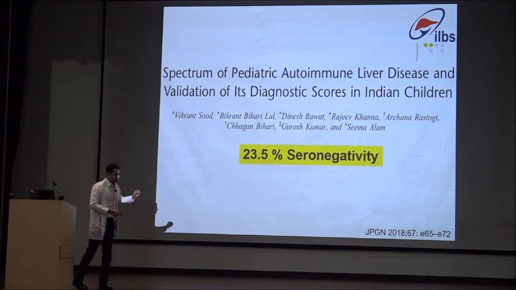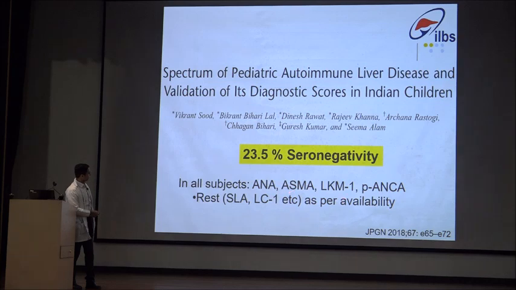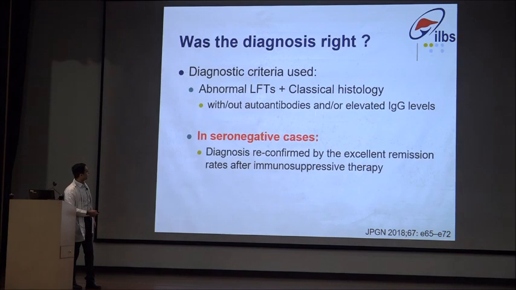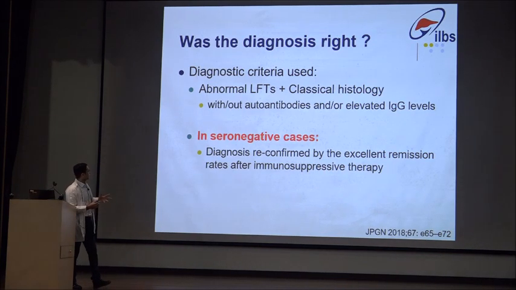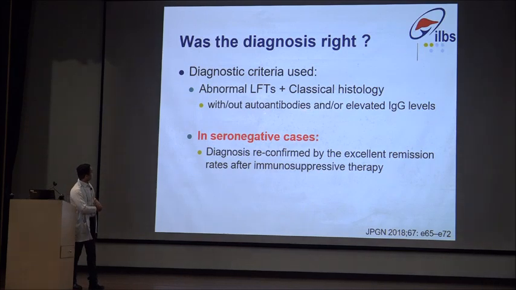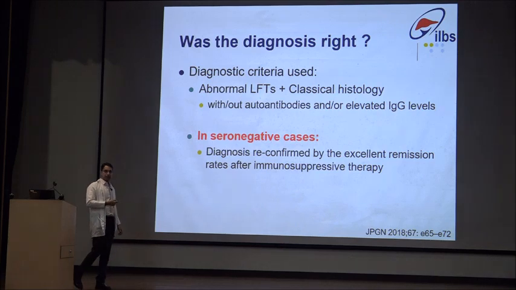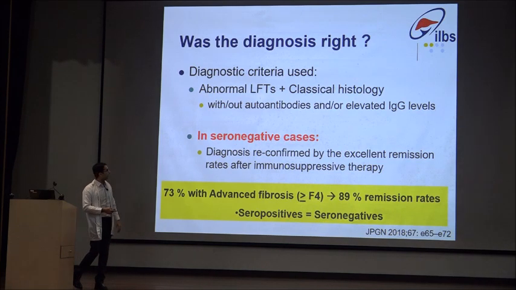When we published in 2018, our seronegative rate was very high. It was 23%. It still remains high even after 7 years. And in that we had used the conventional antibodies along with P-ANCA at that time. So why did our series have such a high autoimmune hepatitis seronegativity? We used the diagnostic criteria, standard classical histology, and in seronegative cases, we had confirmed our diagnosis by giving steroids and seeing the response to steroids. In this case, we had an 89% remission rate despite a high rate of fibrosis, and seropositives behaved as well as seronegatives in our study.